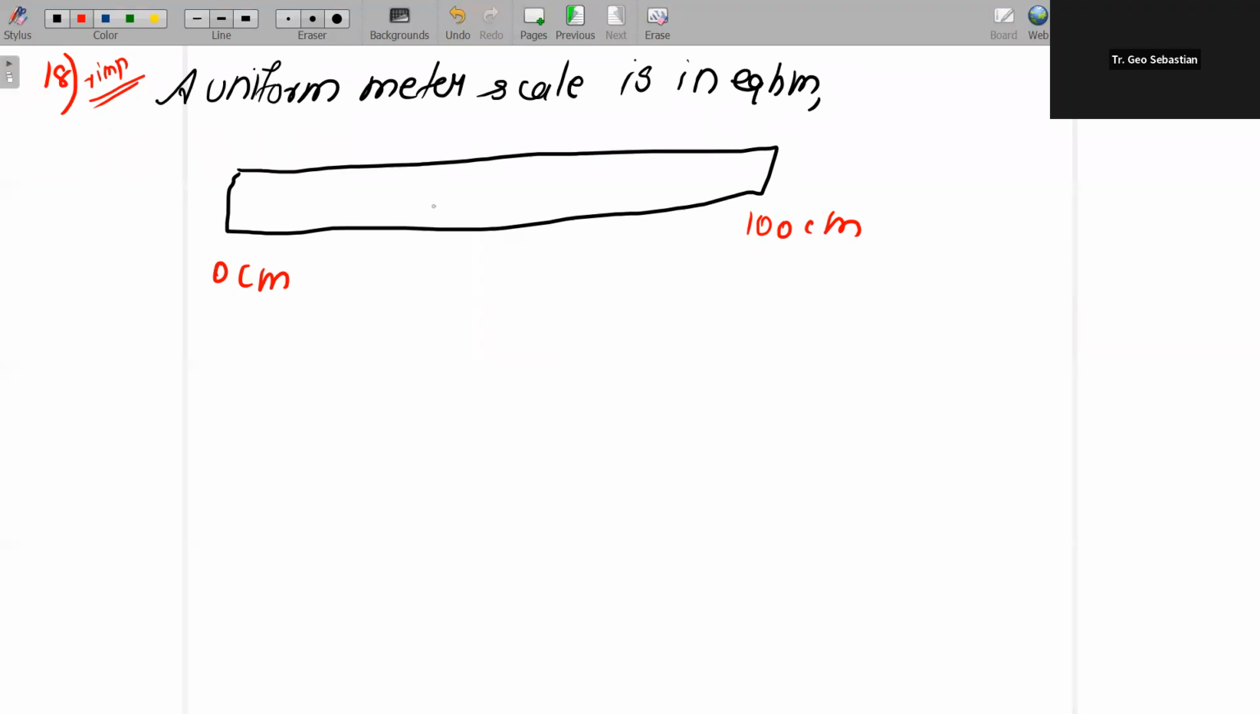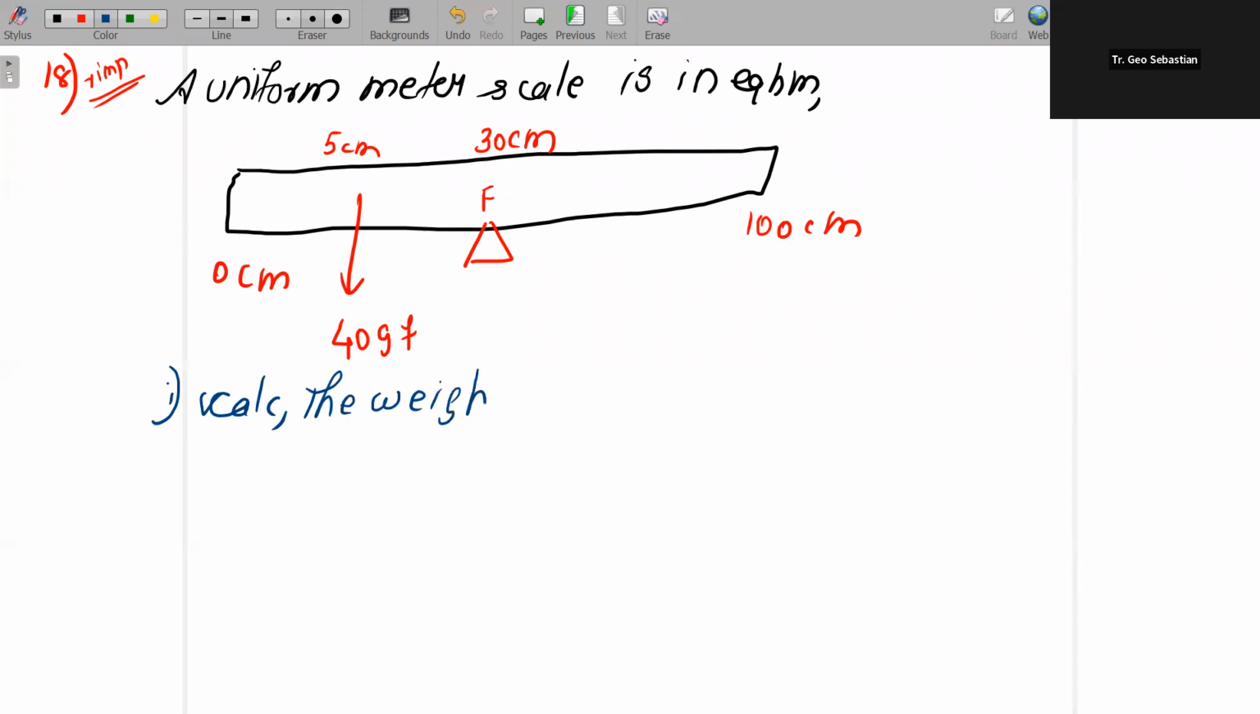Now, at 5 centimeter, you have a weight of 40 GF. What is GF? Gram force. This is nothing but 30 centimeter. First question: calculate the weight of the meter scale.